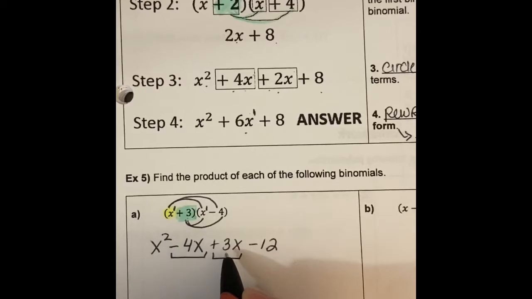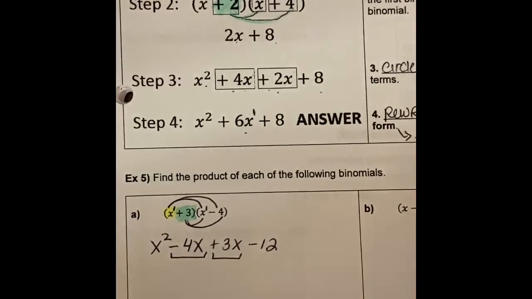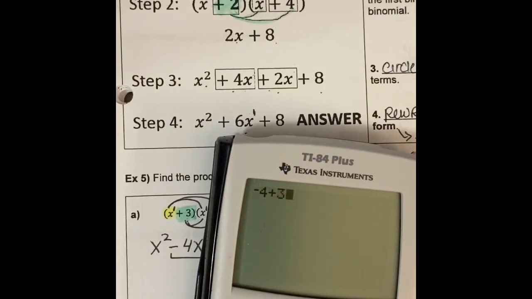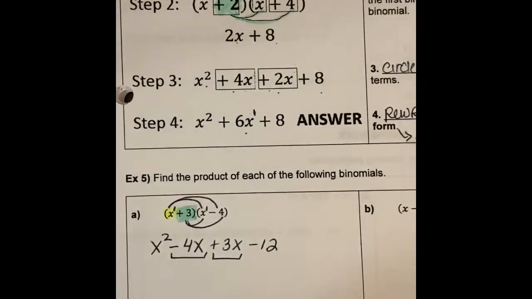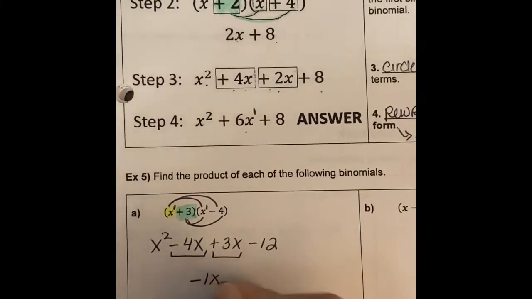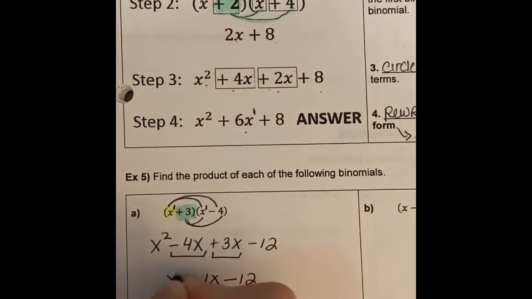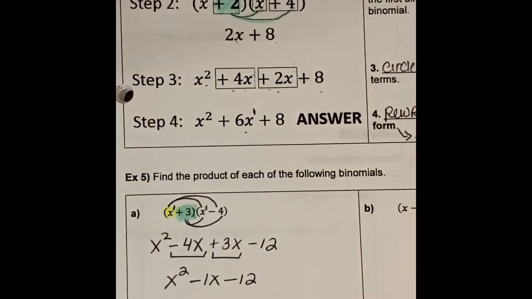Remember, you're not multiplying, you're just combining. So what's negative 4 plus 3? If you need to use your calculator, that's fine. Negative 4 plus 3 is negative 1. Negative 1x. Now, since we combined, we don't touch exponents. It just stays x. And I bring down the negative 12, and I bring down the x squared. Now, if you don't want to write the 1 there, you don't have to.